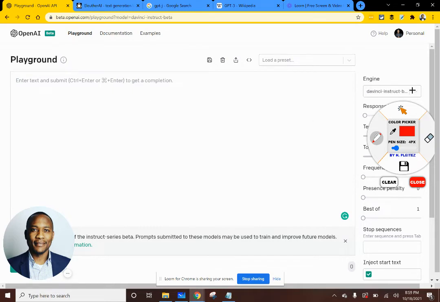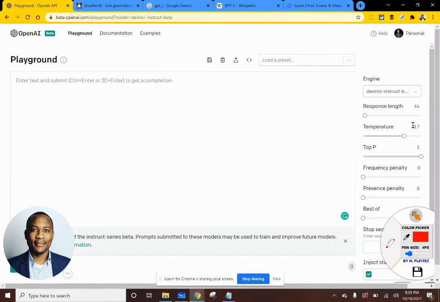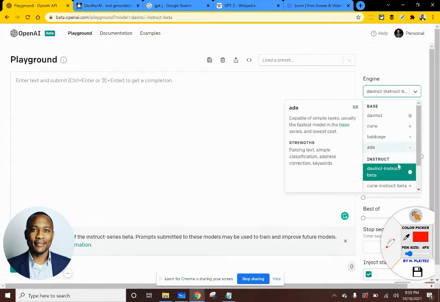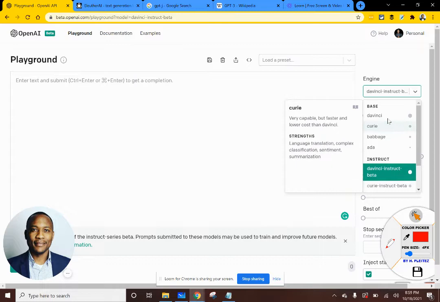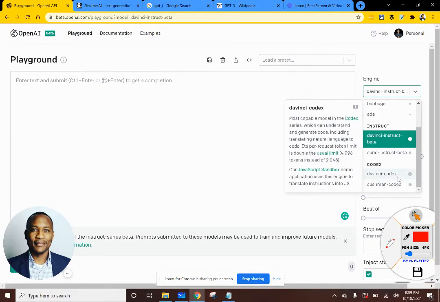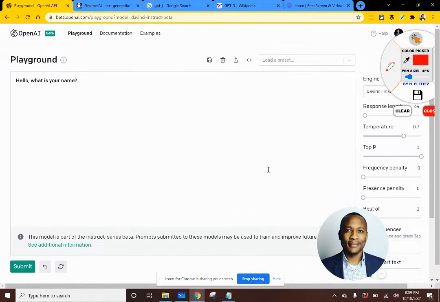GPT-3. So we're going to be using, in this case, the DaVinci. Let's bring this down. We're going to be using the DaVinci Instruct Beta, which is the largest model they have. It's bigger than any other model, even more so than the DaVinci itself or the DaVinci Codex. So what we're going to do is we're going to go ahead and put our prompt in here. What is your name? So just a very simple, straightforward prompt. And we should see what we get here.